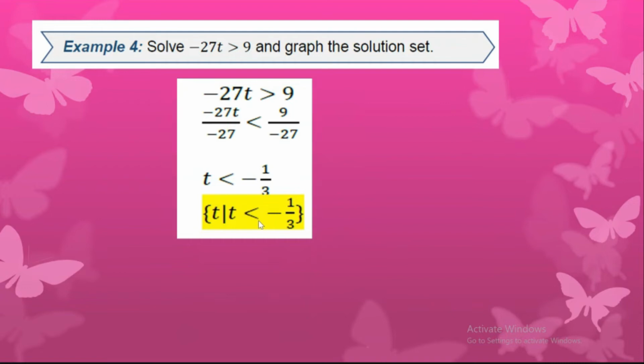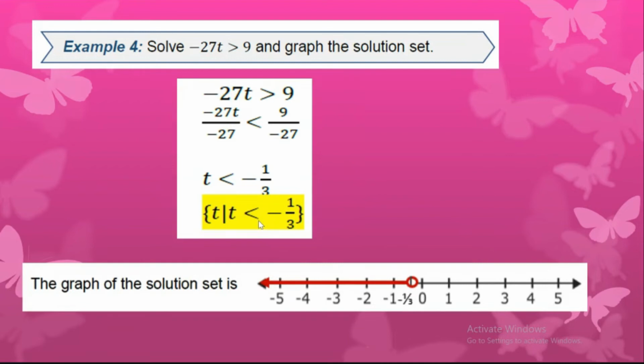And 9 over negative 27, that cannot be divided, but we can reduce it to its lowest terms. So we have negative 1/3. Therefore, the solution set is t such that t is less than negative 1/3. For the graph of the solution set, we have an open circle at negative 1/3, and the arrow is to the left of that given number since the given inequality is less than. So we have all numbers to the left of negative 1/3.